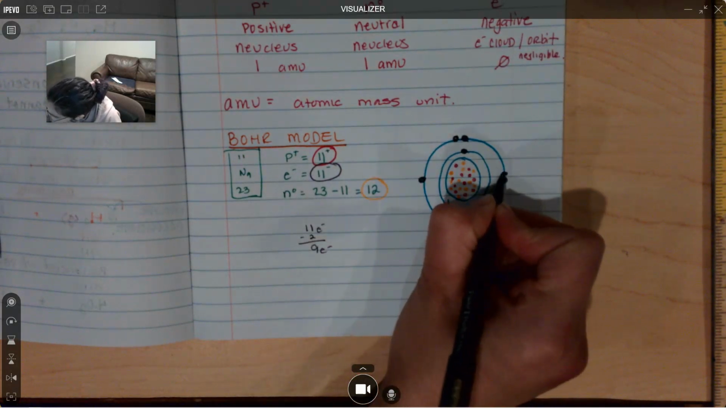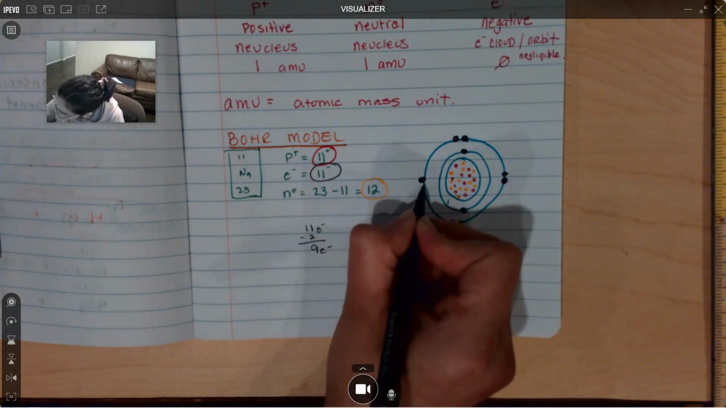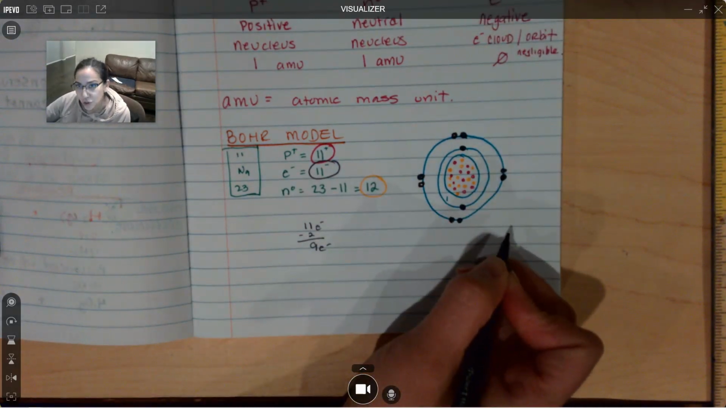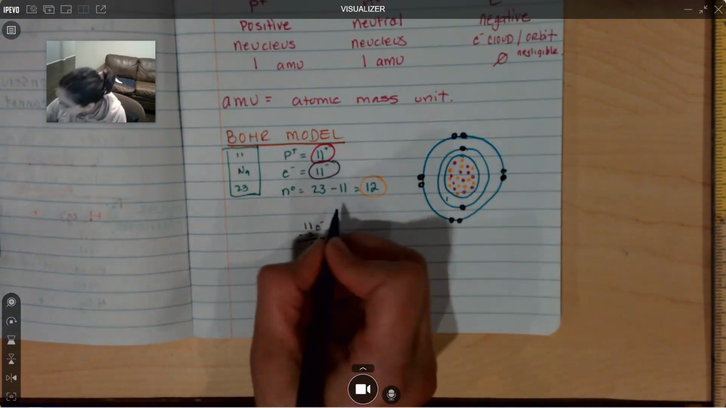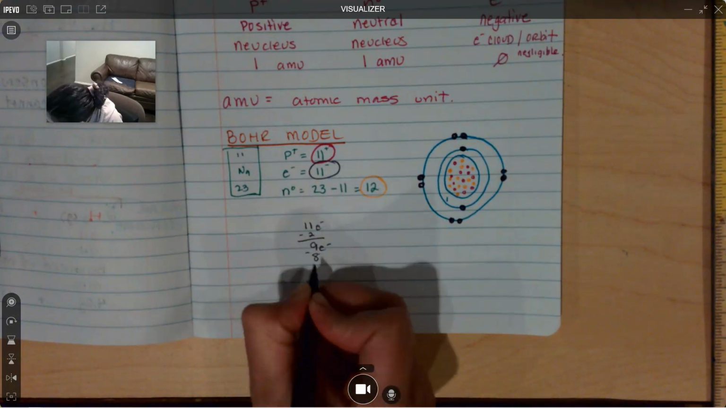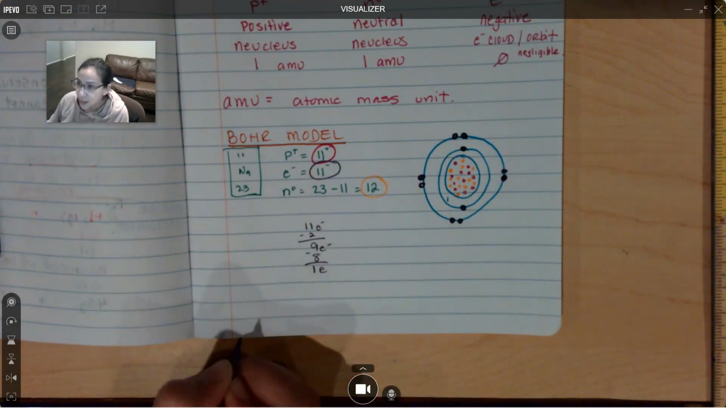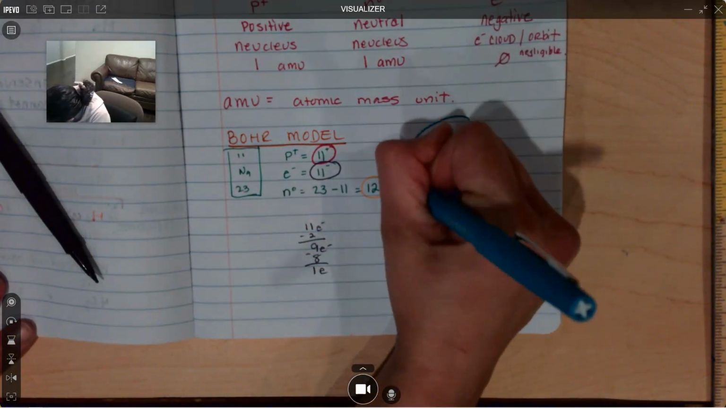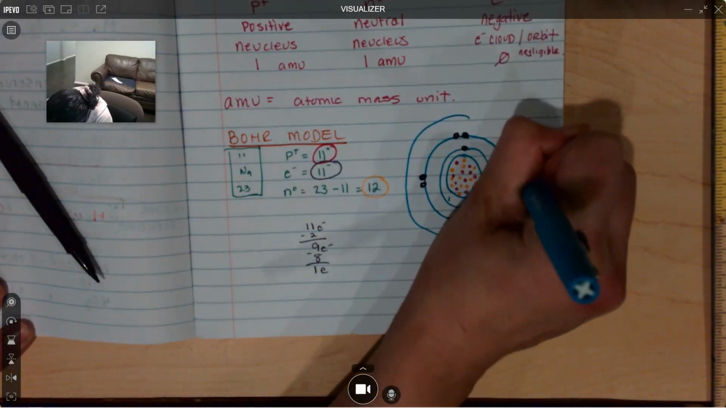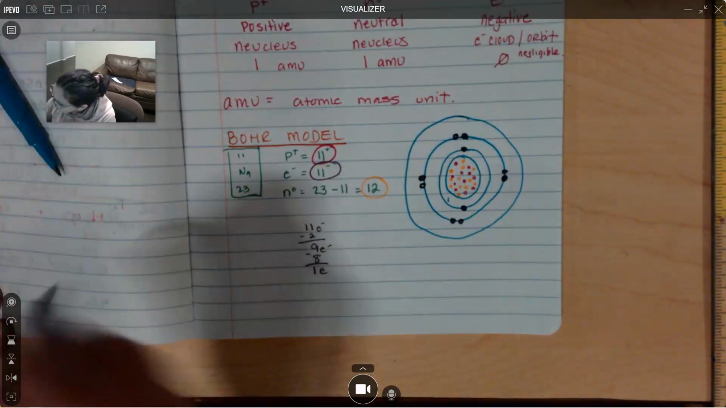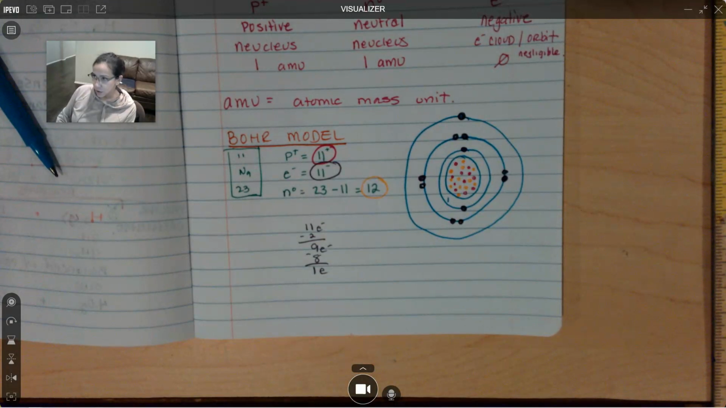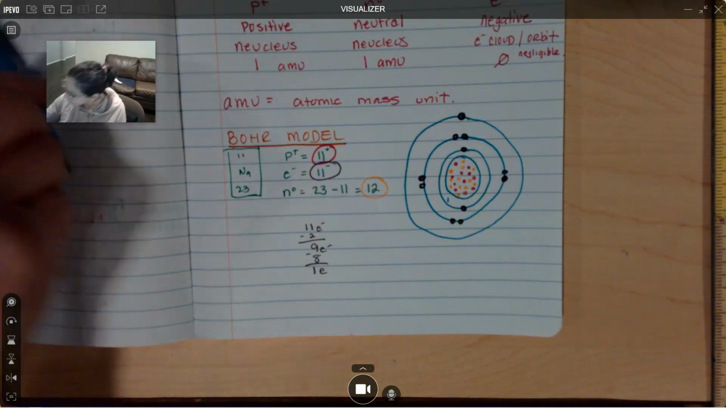Now I'm going to group them up. 5, 6, 7, 8. You notice that there's no more electrons to group anything up with. So I got 1 electron left to go. I'm going to create another energy level, third energy level, and I have 1 electron, and I'm going to place that 1 electron right there.